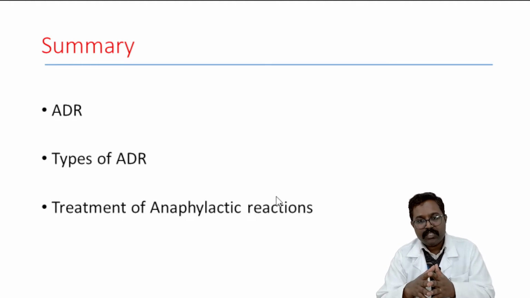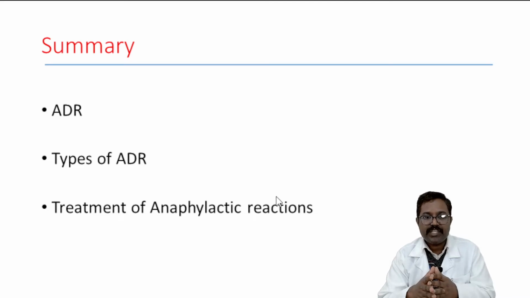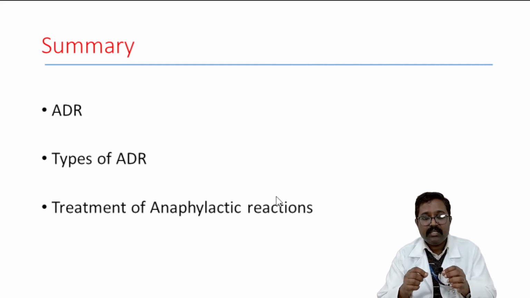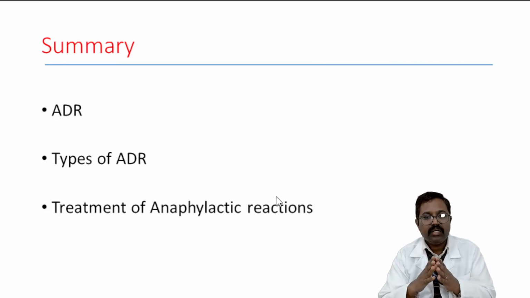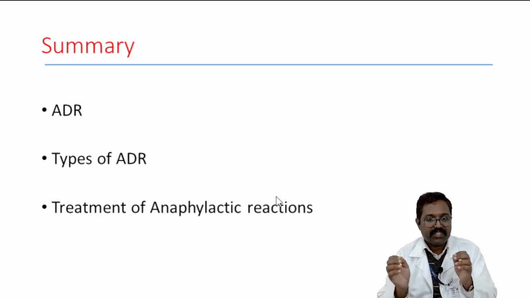And we also talked about the treatment for anaphylactic reactions. The drug of choice for anaphylaxis is adrenaline, 1 in 1000, 0.3 to 0.5 ml. The preferred route is intramuscular. Along with that, you can give hydrocortisone IV as well as diphenhydramine, which is an antihistaminic agent, through the intramuscular route. So this was all about the class on adverse drug reaction.